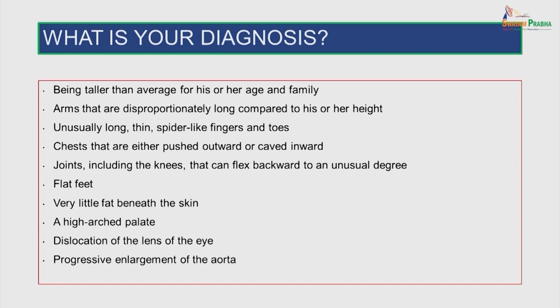Being taller than average for his or her age and family, arms that are disproportionately long compared to his or her height, unusually long, thin, spider-like fingers and toes, chests that are either pushed outward or caved inward, joints including the knees that can flex backward to an unusual degree, flat feet, very little fat beneath the skin, a high arched palate, dislocation of the lens of the eye, progressive enlargement of the aorta.